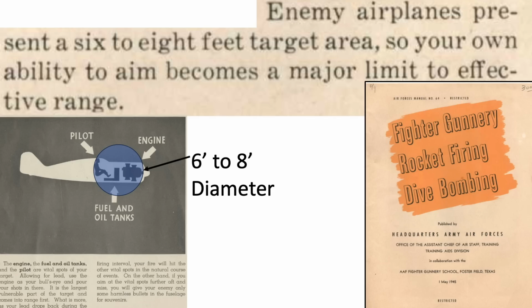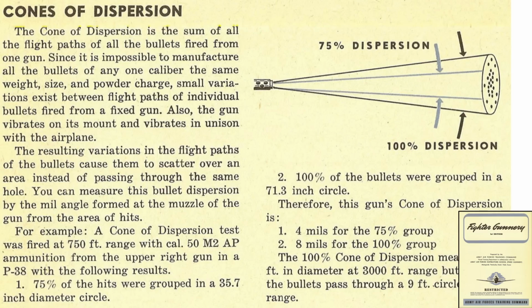This implies the fighter's multiple gun converging strike pattern should roughly occupy a 6 to 8 foot diameter circle when within the effective range. When bullets leave the muzzle of a machine gun barrel, they do not follow the exact path of the preceding bullet. The bullet's cone of dispersion is due to differences in the mass properties of the bullet and cartridge propellant and vibrations of the gun and plane.